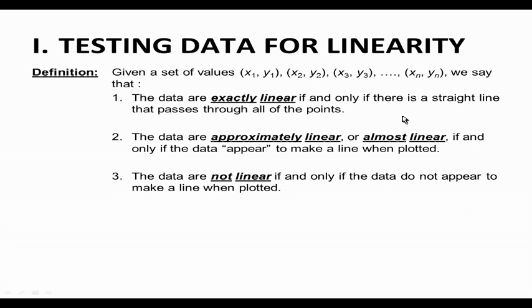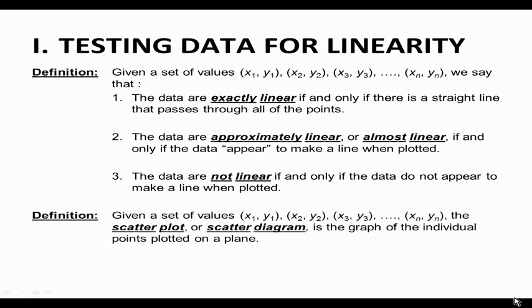Now, this thing talks about making graphs with the points. So, definition. Given a set of values, x1, y1, x2, y2, x3, y3, and so on to x sub n, y sub n, the scatter plot, or scatter diagram, is the graph of the individual points plotted on a plane. So you just plot the points. So anytime you just plot a bunch of points without connecting them or anything, you have a scatter plot, or a scatter diagram.